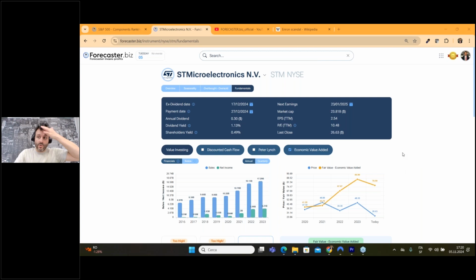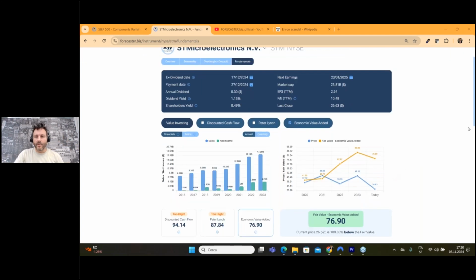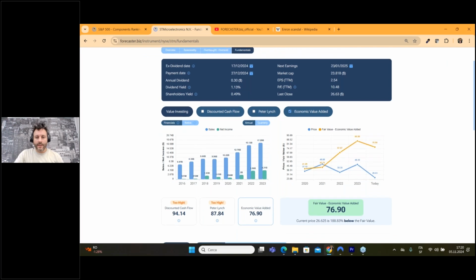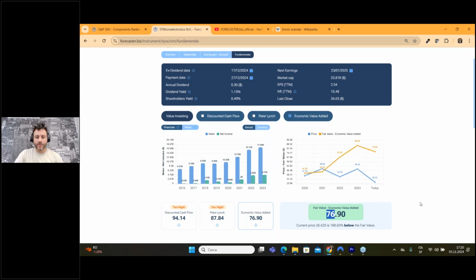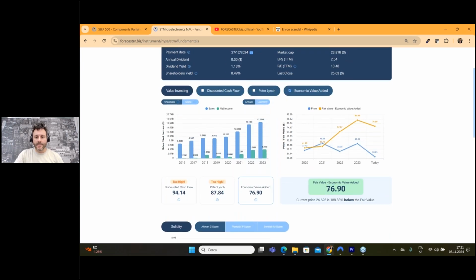So first of all, let's have a look at the fundamental page, where we can find a company which, fundamentally speaking, is really undervalued. Because look, we have an average fair value of $76, and the current price on the stock market is 26. So we are talking about a company which is really undervalued.